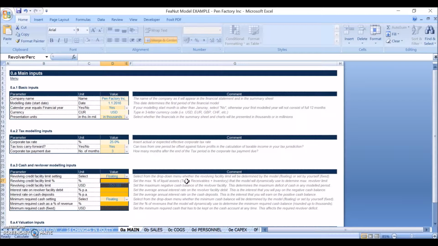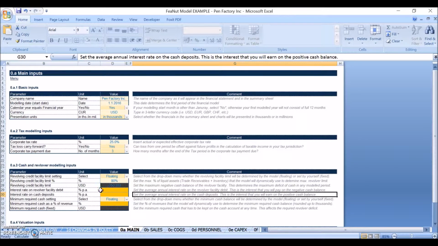Sometimes this percentage is 100%, sometimes it's 90%, or something between 80% and 100%. For our example, let's use 80% as the limit. So in our example, we will use the floating revolving credit facility limit of 80% of liquid assets.